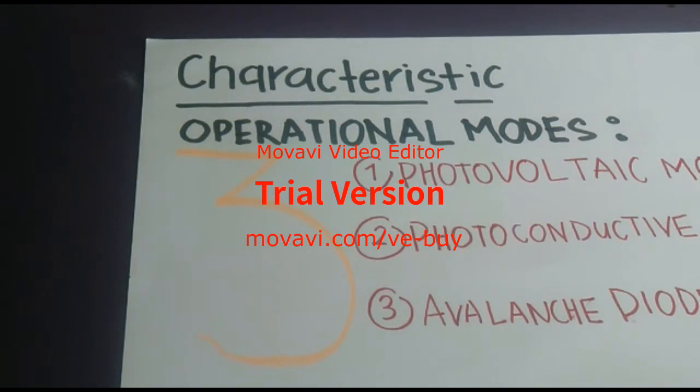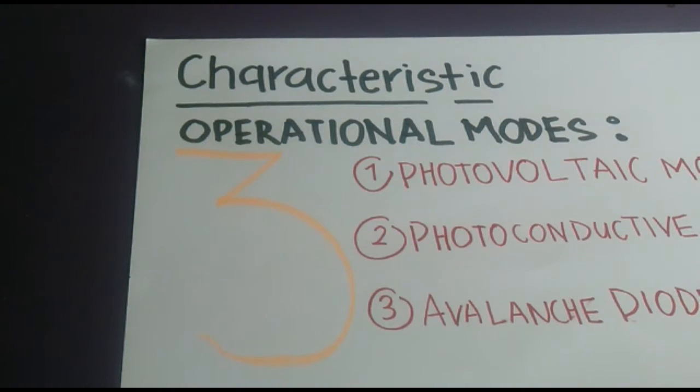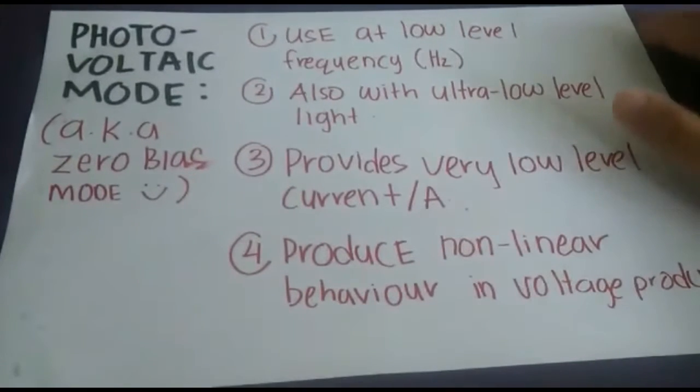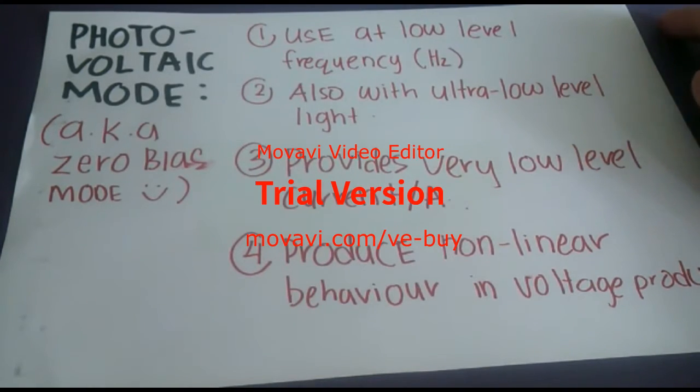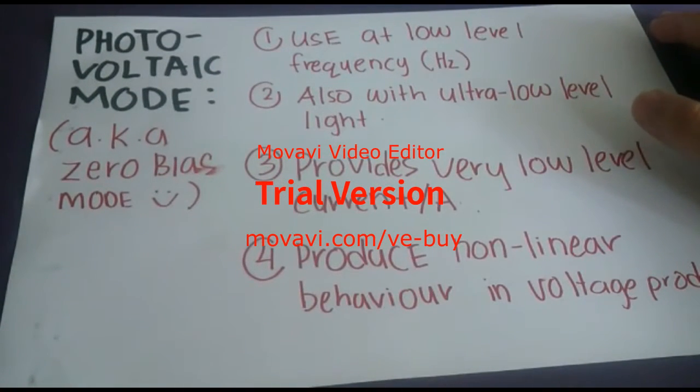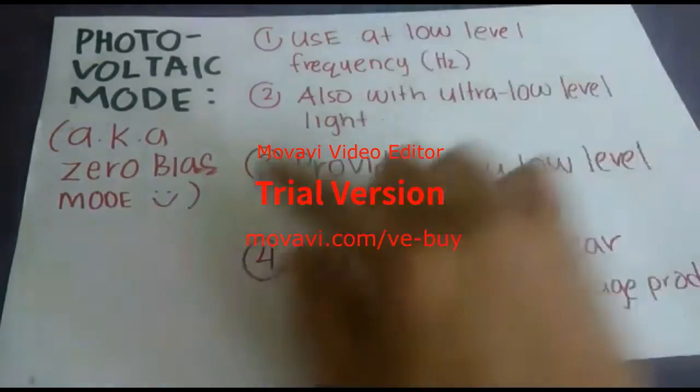Before that, I want to tell about the 3 operational modes in a photodiode. First of all, I want to introduce the first of these 3 operational modes. First, photovoltaic mode. This mode is also known as zero bias mode.